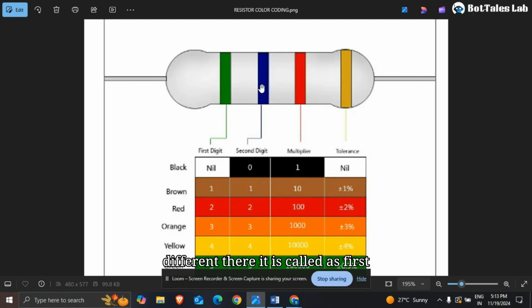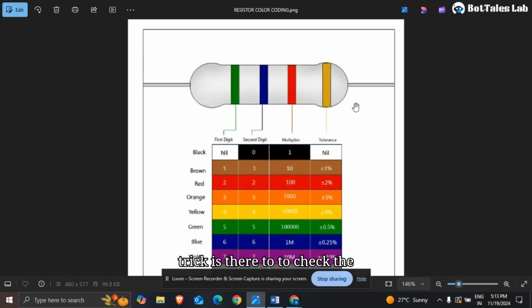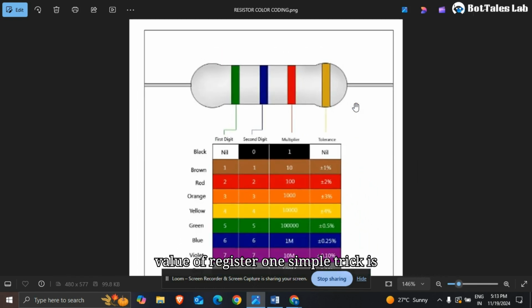They are called the first band, second band, third band, and fourth band. As you can see, the distance between these bands is the same, but one band's distance is different from the others. One simple trick is there to check the value of a resistor. You can go on Google and search for a resistor calculator. Then you put in all the values one by one, and it will show you the value of your resistor.